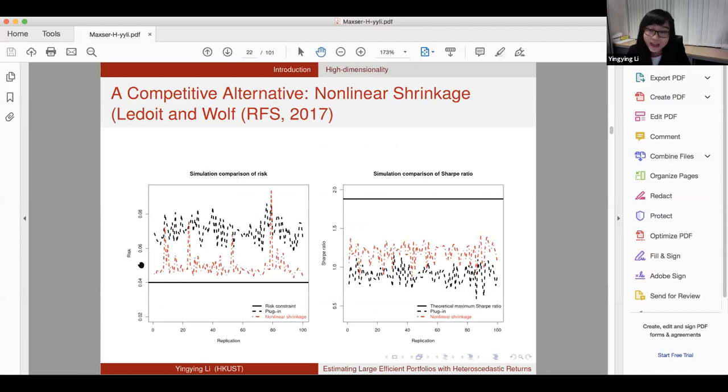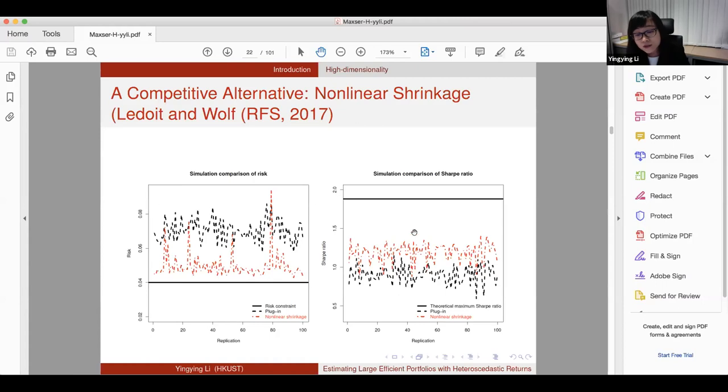So, we take one of the latest and most competitive methods, nonlinear shrinkage, as an example. Here, if we add to the previous charts these red dotted lines to represent the nonlinear shrinkage method, we see that the performance can be much better than the plug-in portfolio. In terms of risk, this is much closer to the risk constraint. However, we still see a systematic violation, meaning that the risk of the nonlinear shrinkage method is still systematically higher than the risk constraint.